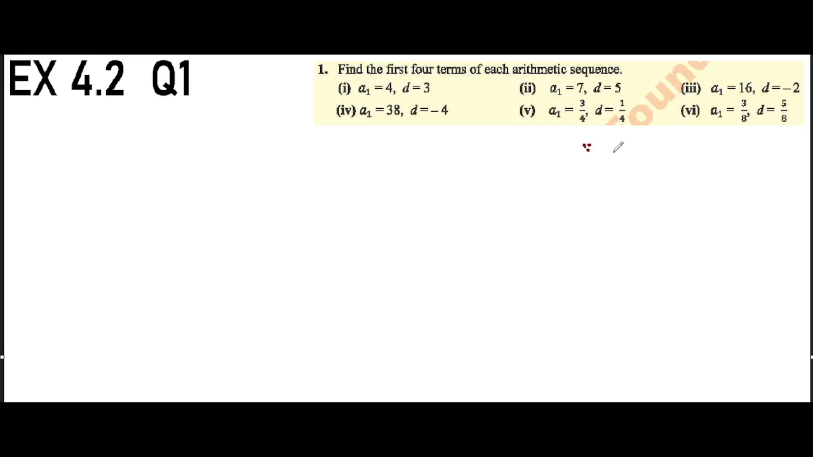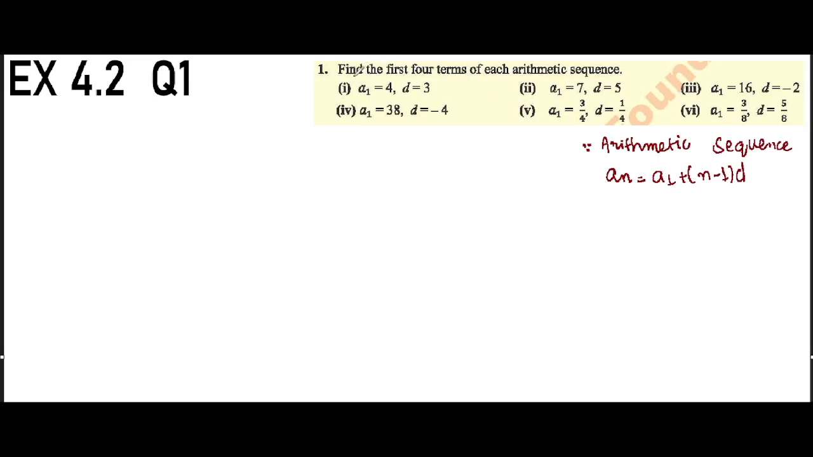For arithmetic sequence, you have to keep it in mind that these formulas are only for arithmetic sequence. an, which means the nth term, is equal to a1 plus n minus 1 into d. Okay, an equals a1 plus n minus 1 into d. So we have to use this formula in all of these questions.